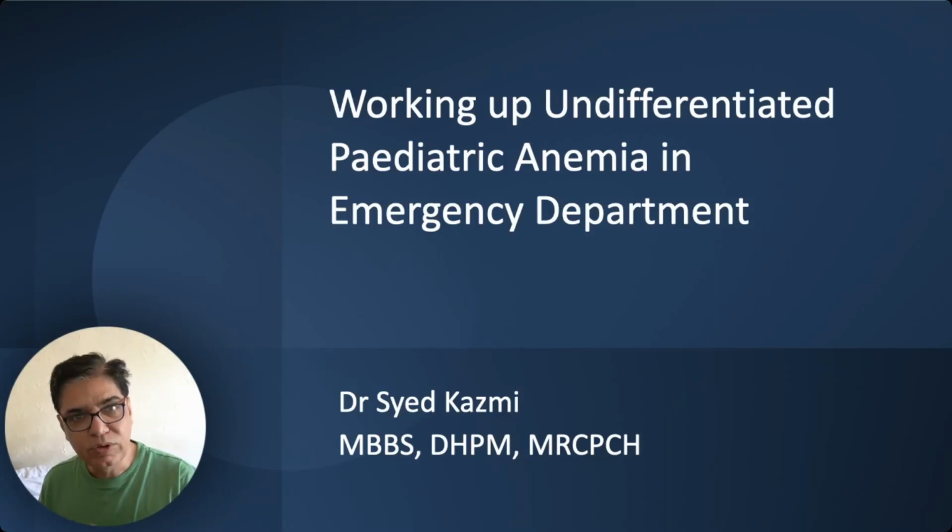So to give you an overview, this is going to be the next 4 or 5 sessions. In the first one, we are going to take up how we work up undifferentiated pediatric anemias in the emergency department. If a child comes who has some degree of pallor or anemia, or you think he might be having some problem with his hemoglobin, hematocrit, things like that, at that point in time they are undifferentiated.